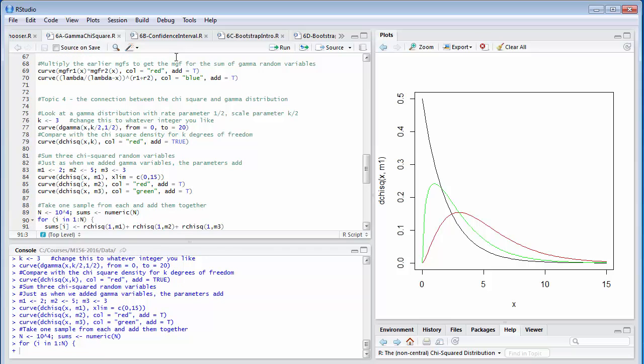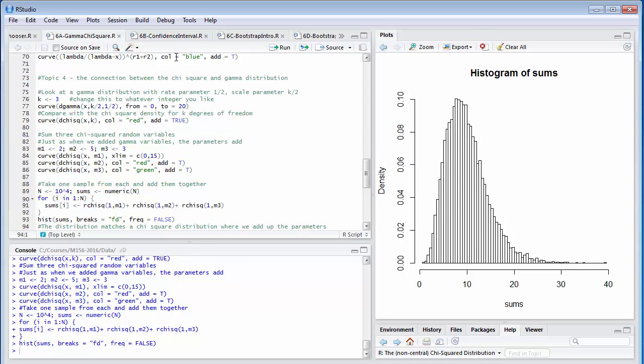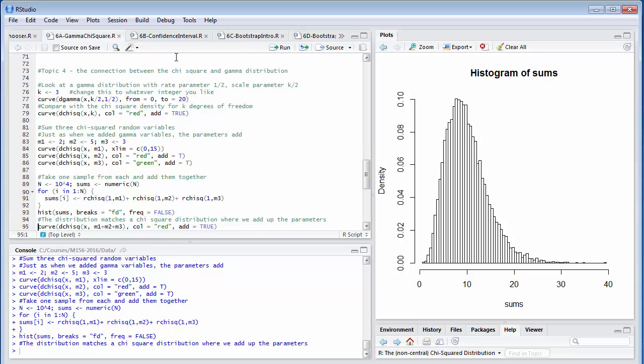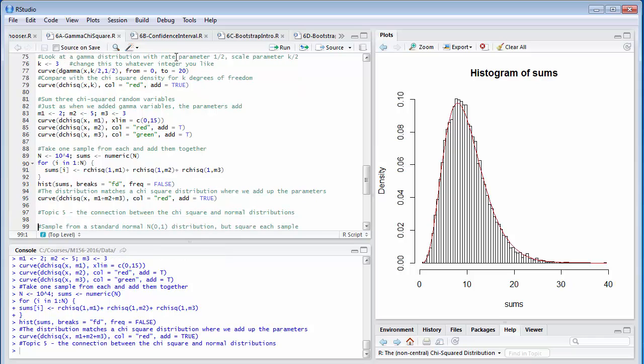So for my sum, which I'll store away, I use the sum of 3 samples of 1 with these 3 different parameters. And I plot a histogram of the result. Theoretically, this should match a chi-squared distribution with 2 plus 5 plus 3 degrees of freedom. And what do you know? It does so perfectly. Finally, let's explore in R the connection between the chi-square distribution and the normal distribution.